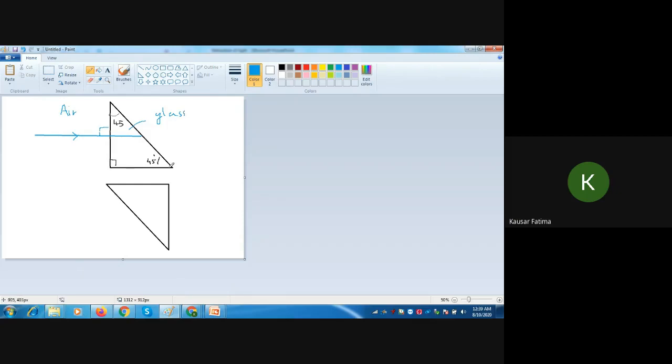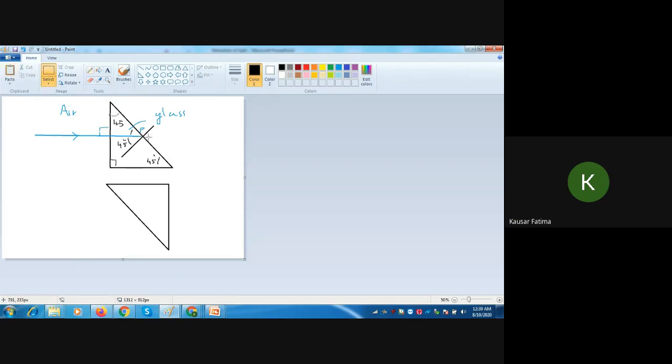Now let us draw the normal at the point of incidence. This is the point of incidence, P. So we will draw the normal here. The normal will be at 90 degrees to the surface. If you apply this geometry, here this angle will be 45. So this is also 45. It means the ray of light is striking at an angle greater than the critical angle.